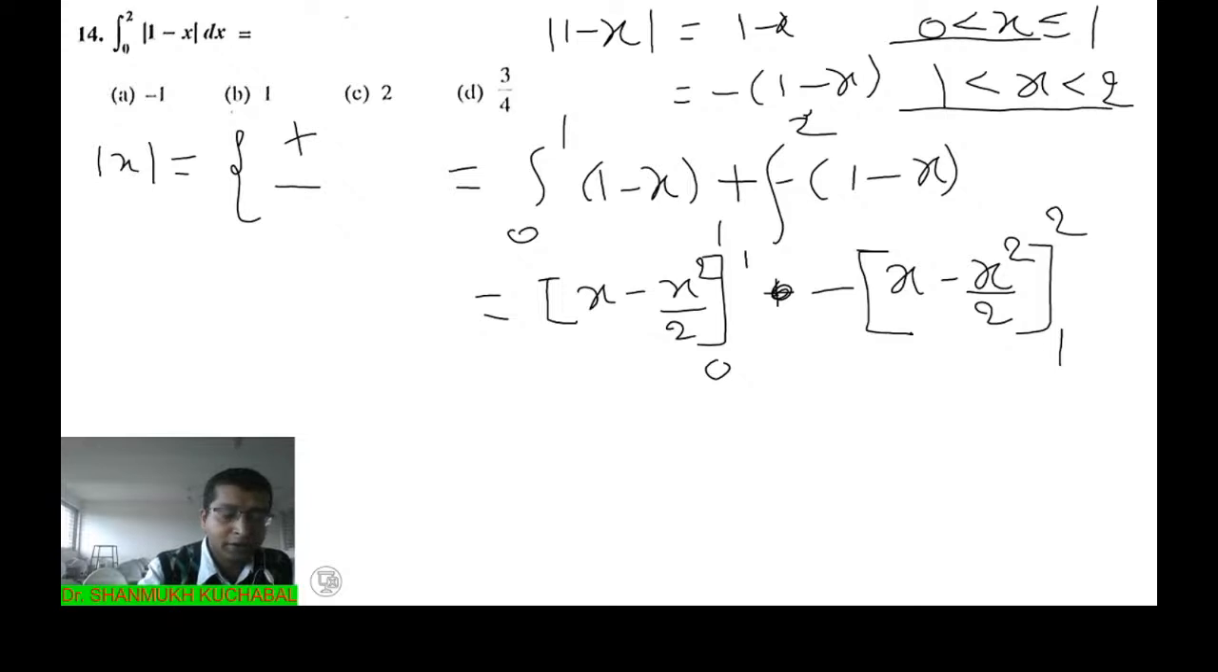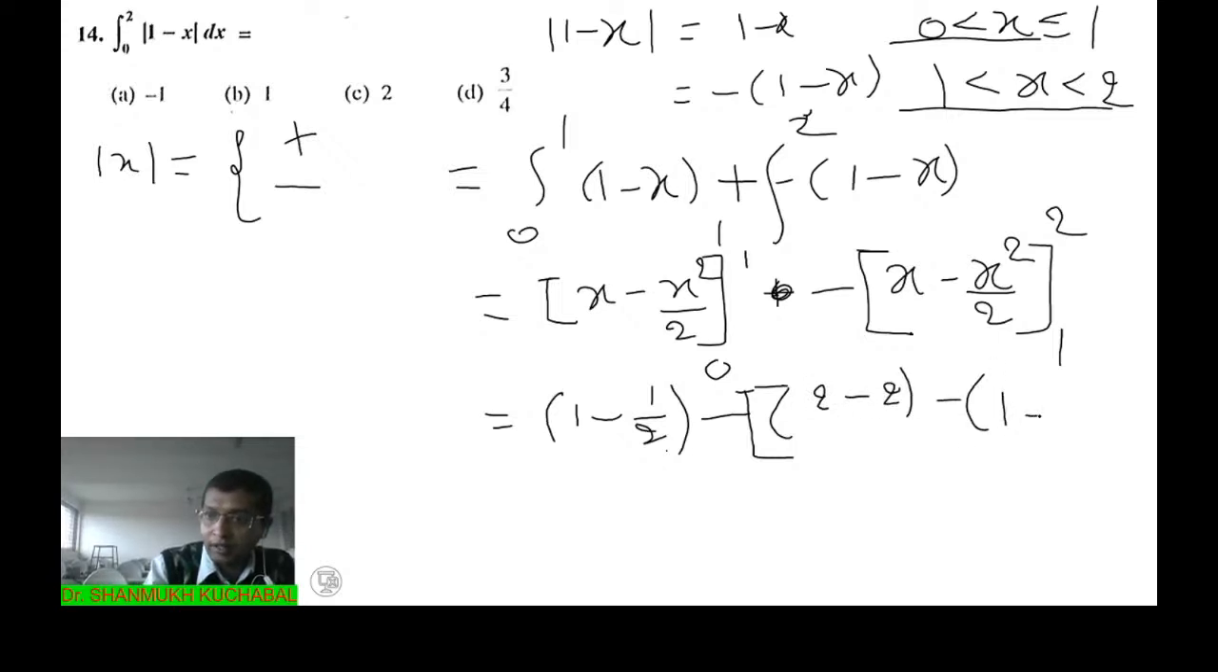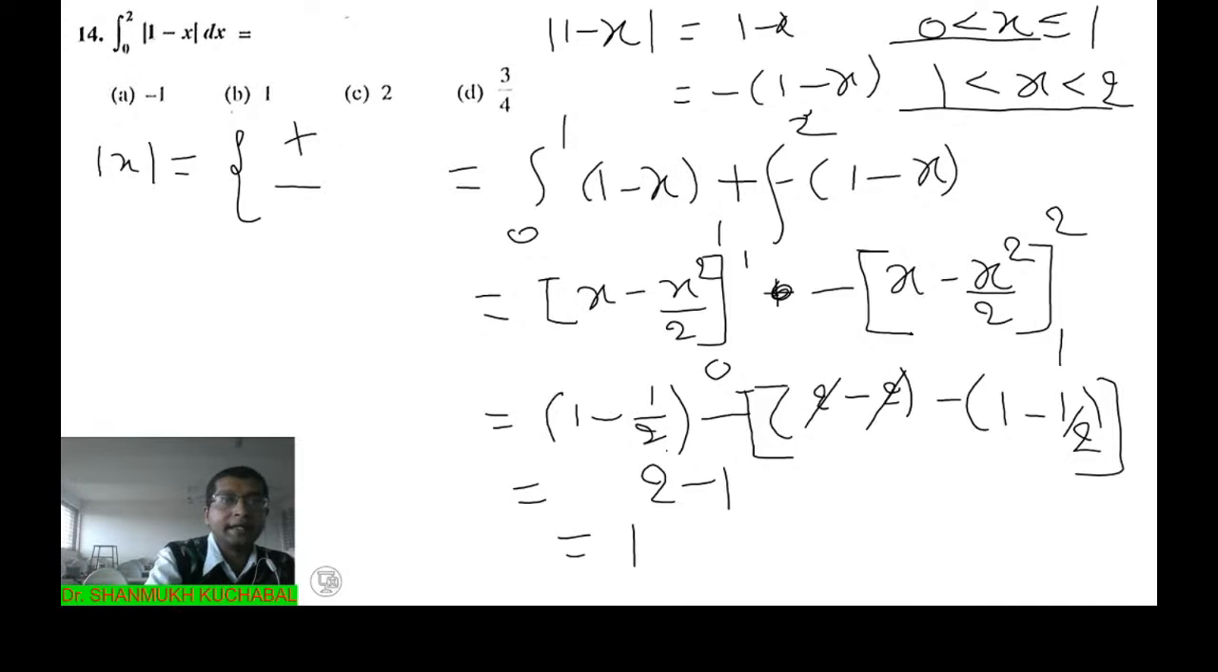Now we put the value of x equal to the upper limit: we get 1 minus 1 by 2, minus the lower limit, which gives 0. Further minus, the value of x at the upper limit is 2 minus 2, minus the lower limit 1 minus 1 by 2. So the 2 minus 2 cancels, and we get the answer as 2 minus 1, or else it is 1. Therefore option B is the right answer.